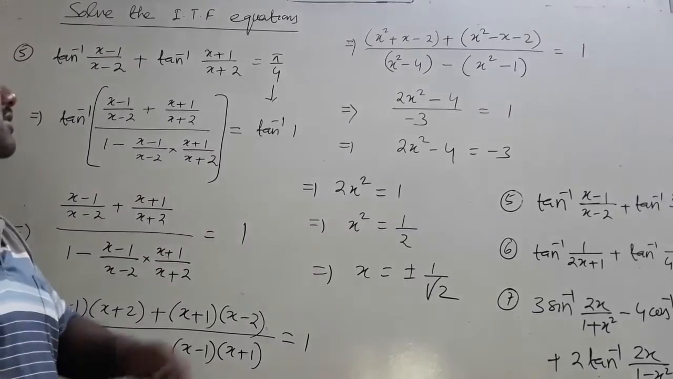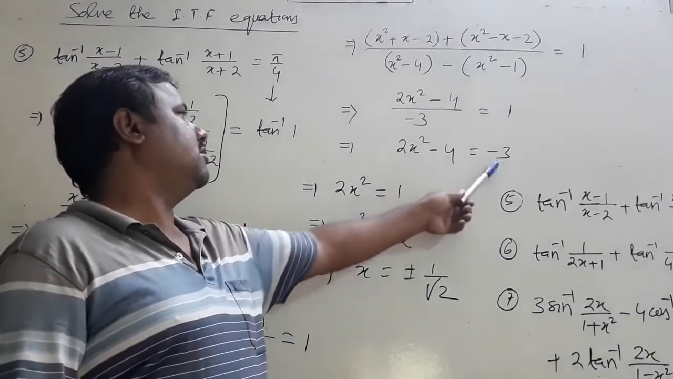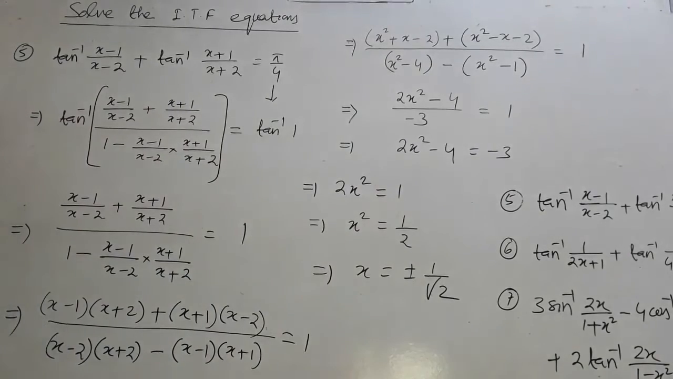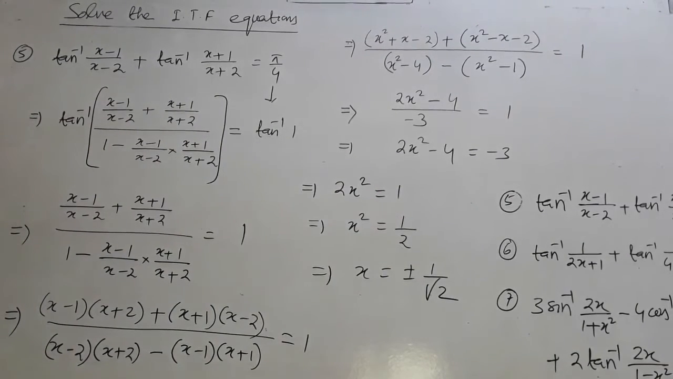This is minus (x square minus 1). After simplification, this is 2x square minus 4 is equal to minus 3. 2x square is 1, x square is half, x is equal to plus or minus 1 by root 2. Okay.